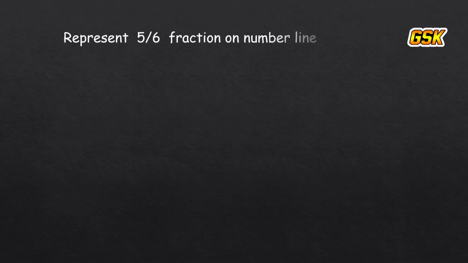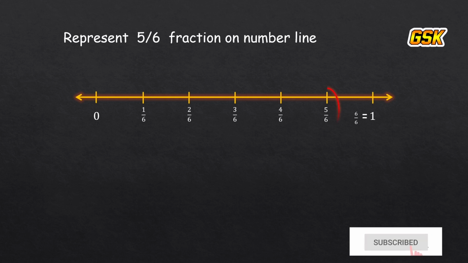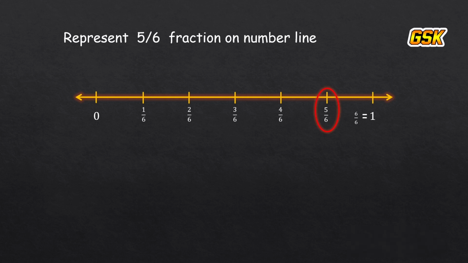Next, representing the fraction 5 by 6 on a number line. Draw a line with 0 and 1. Now I want to divide this line into 6 equal parts, as the denominator is 6. 1, 2, 3, 4, 5, 6. 1 by 6, 2 by 6, 3 by 6, 4 by 6, 5 by 6, and 6 by 6, which is equal to 1. Now circle 5 by 6. It is our answer, representing 5 by 6 on the number line.